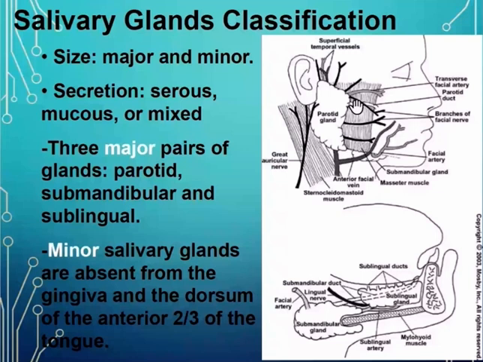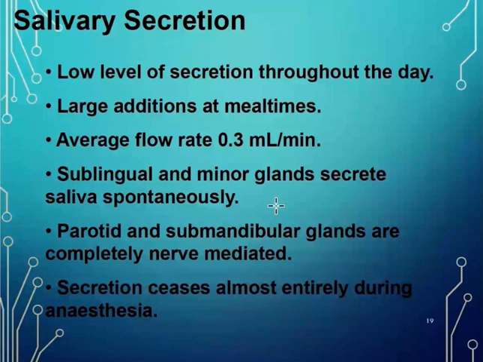Now, we've said that the saliva is secreted by the autonomic nervous system. In the sublingual and the minor salivary glands, the saliva is secreted spontaneously, while in the parotid and the submandibular, the secretion of saliva is non-spontaneous. We call it completely nerve-mediated. So during anesthesia, the secretion will stop almost entirely, because this is nerve-mediated from the parotid and submandibular glands.